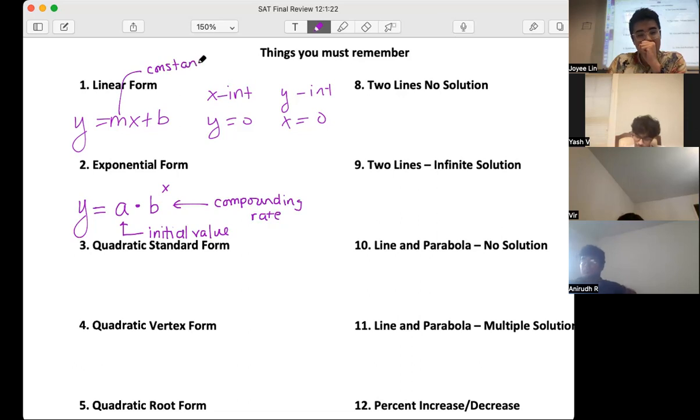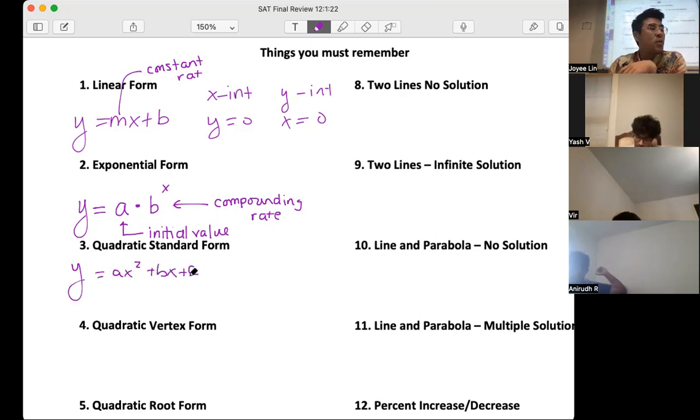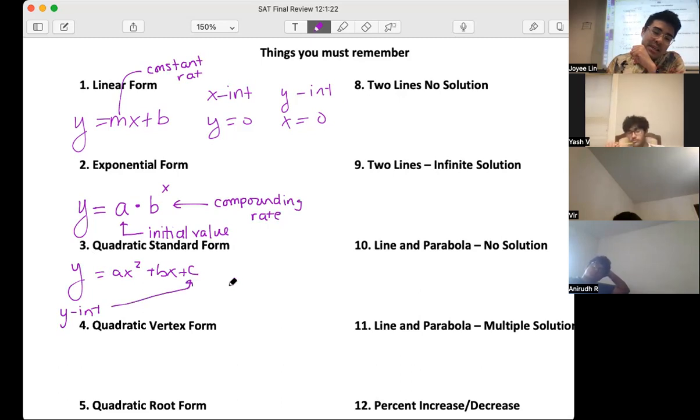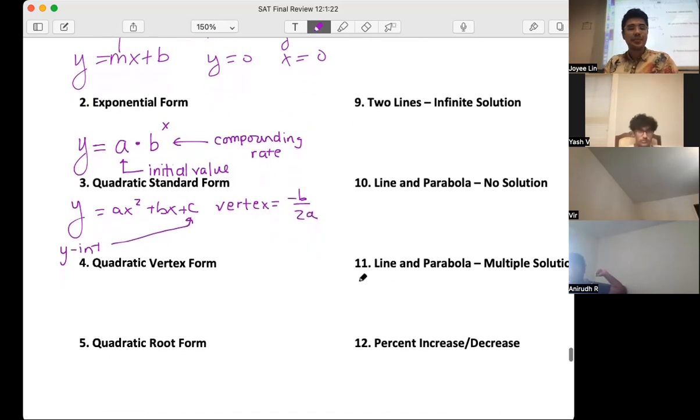What is the quadratic standard form? ax squared plus bx plus c, from which you can determine what? No, you cannot from this form. You can determine the y-intercept, yes, without any manipulation, right? Y-intercept is c, and then vertex is negative b over 2a, right? From here. And then you can determine if it's a happy or sad face, right?